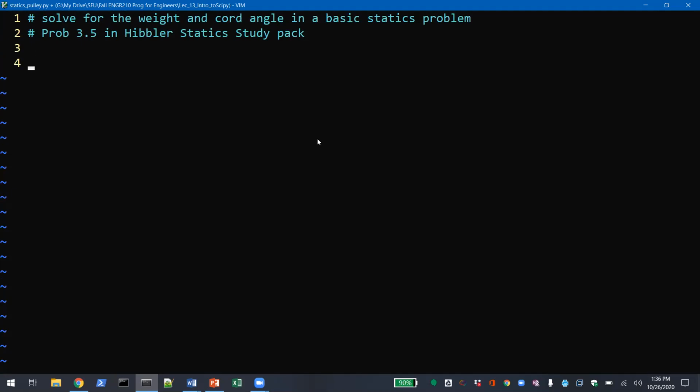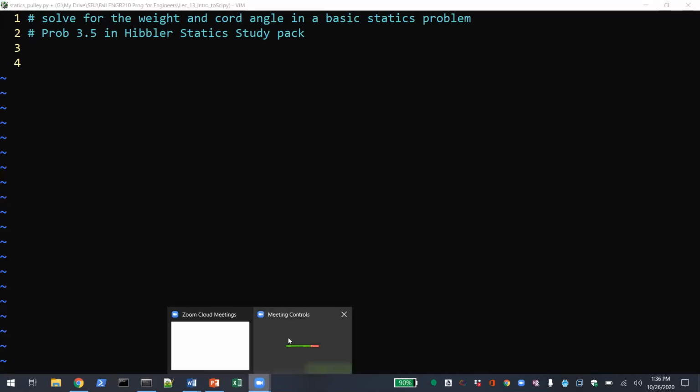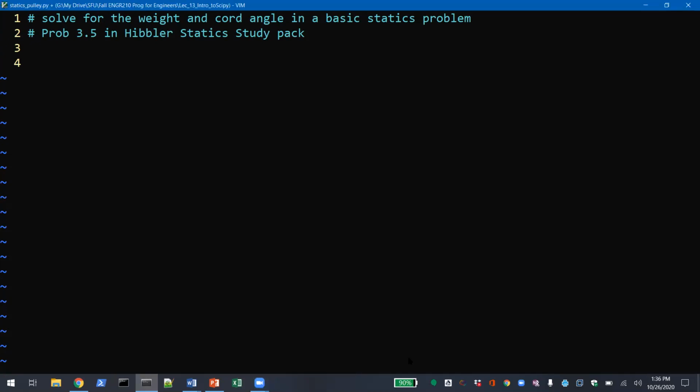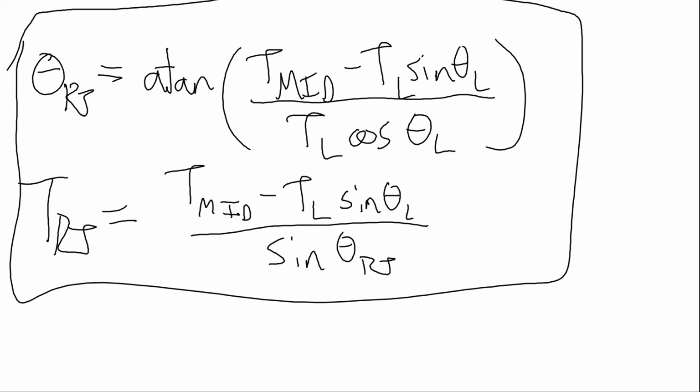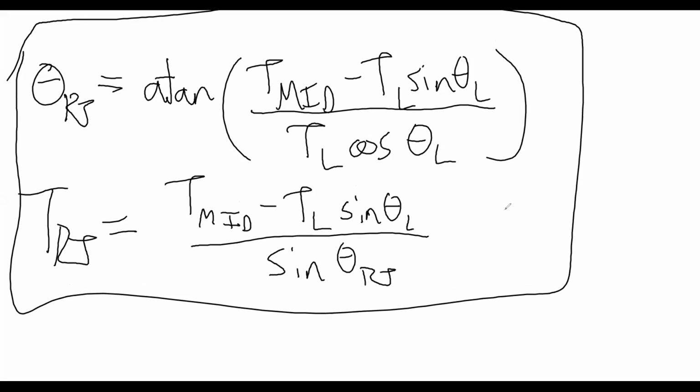All right, so let's see if I can pull that back up and save it into a thing. Sweet, it's still there. All right, so I got these equations. I want to code things in some way such that I can figure out the answers for both theta RT and TRT.